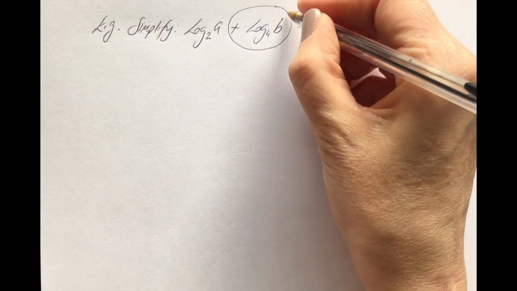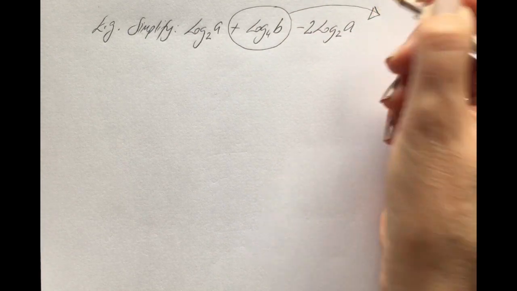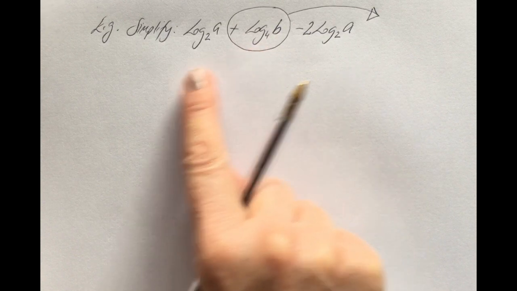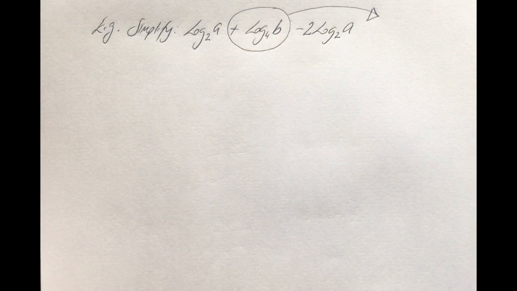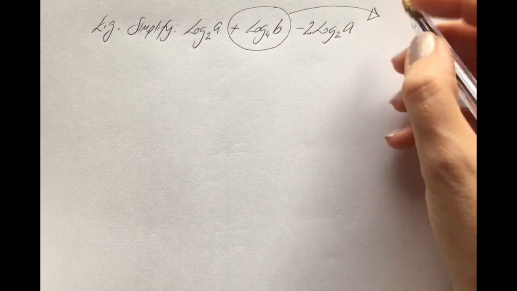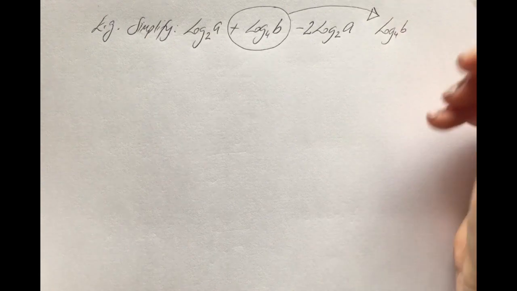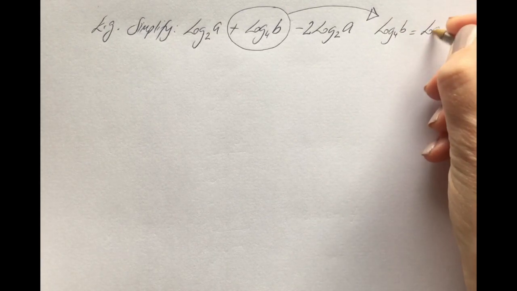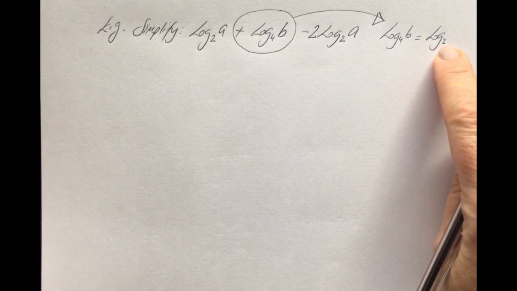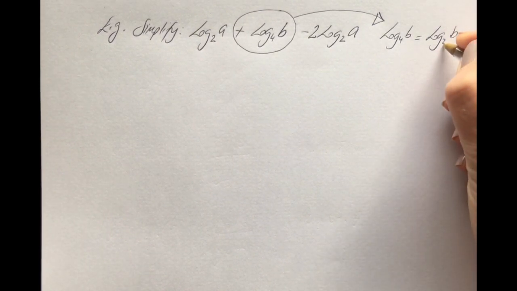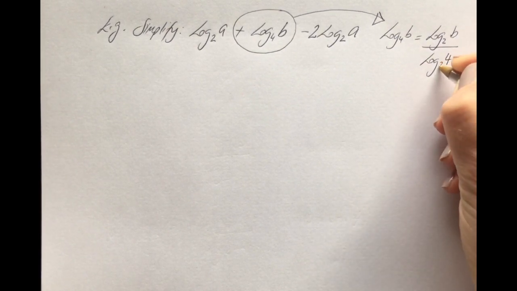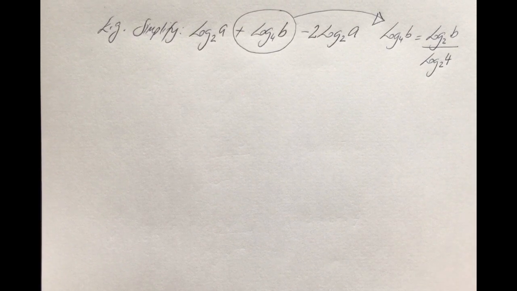So as I said, I'm going to change this one. If I have the other two in the base 2, then if I had this one in the base 2, I would be able to apply my laws of logs and simplify this quite nicely. So what I want to do is change log b in the base 4 to a base of 2. In order to do that, from your change of base law, it's going to be log b in the new base, base 2, divided by log of the old base in the new base. Okay, so we have this.